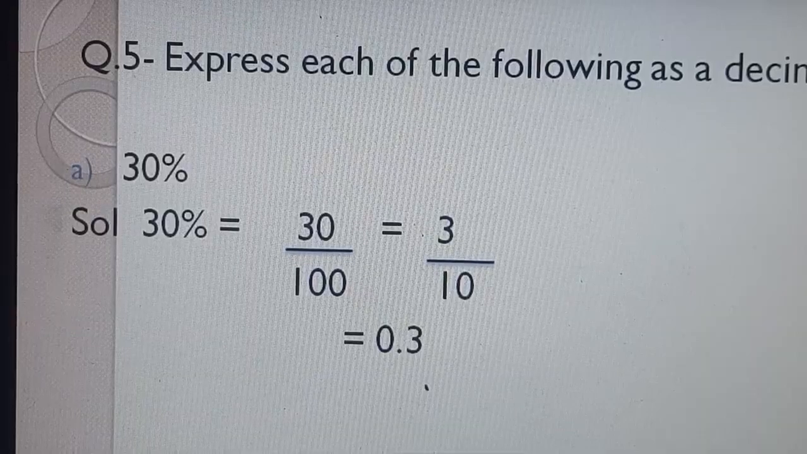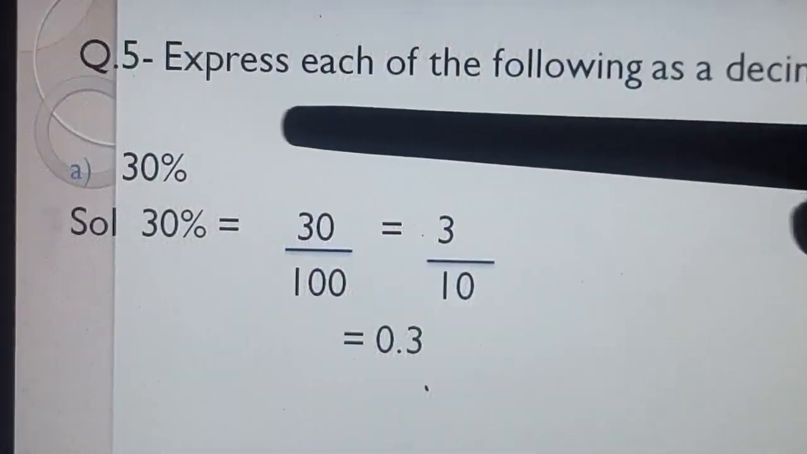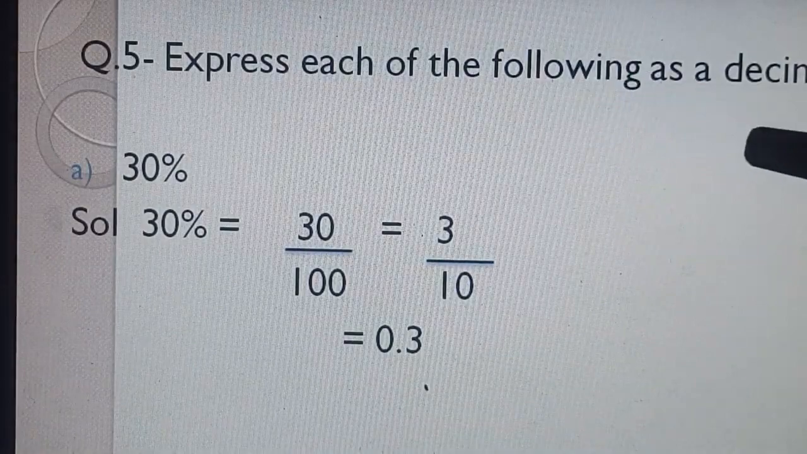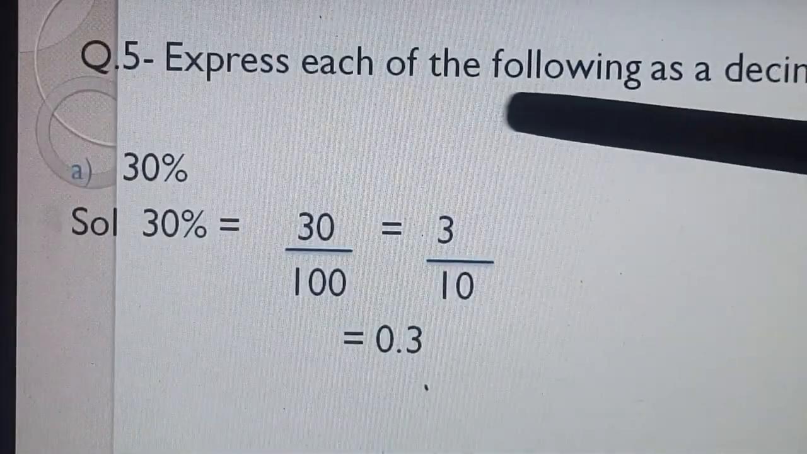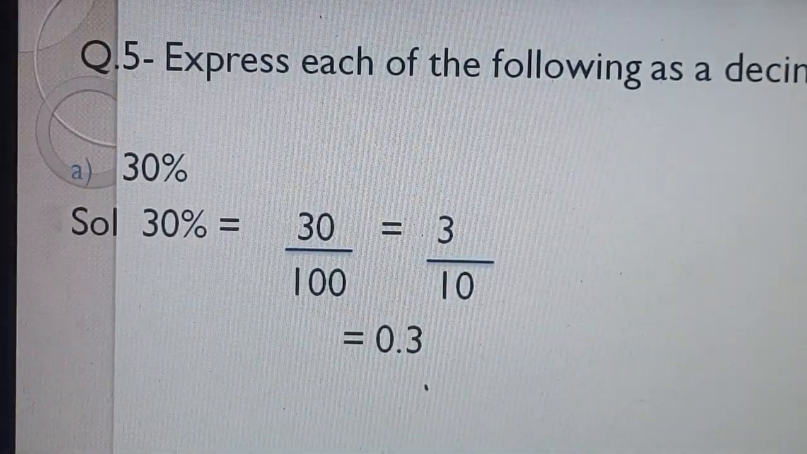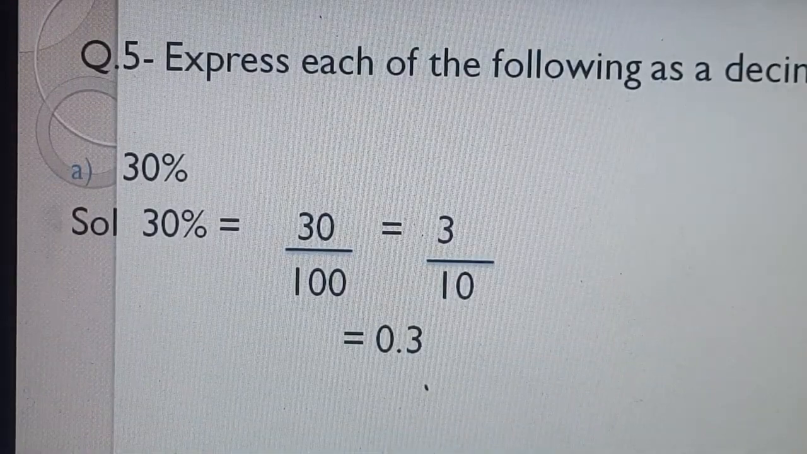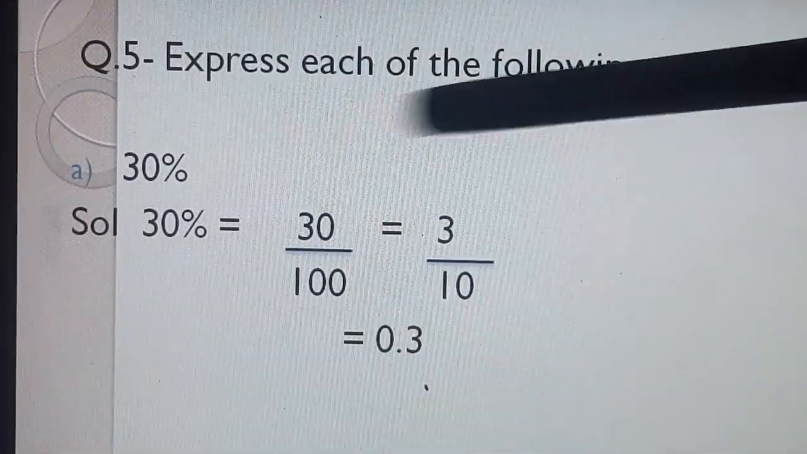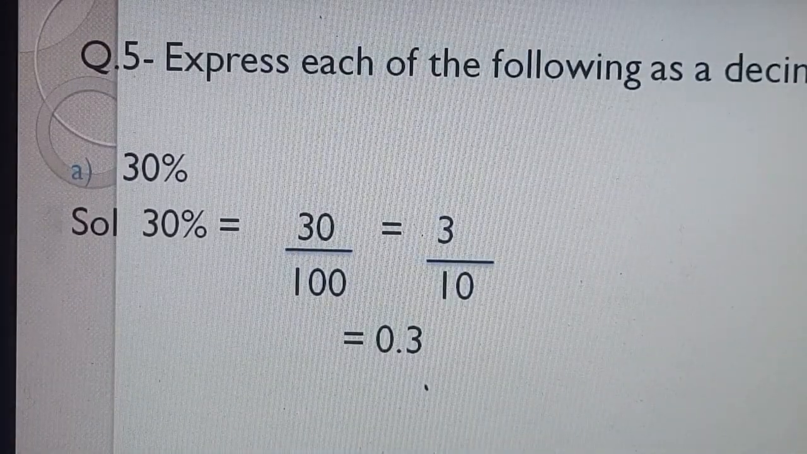Now question number 5. This question is also from your exercise 2A. Express each of the following as a decimal. Now percentage is given, we have to convert into decimal. A part, 30%. Write as a decimal.